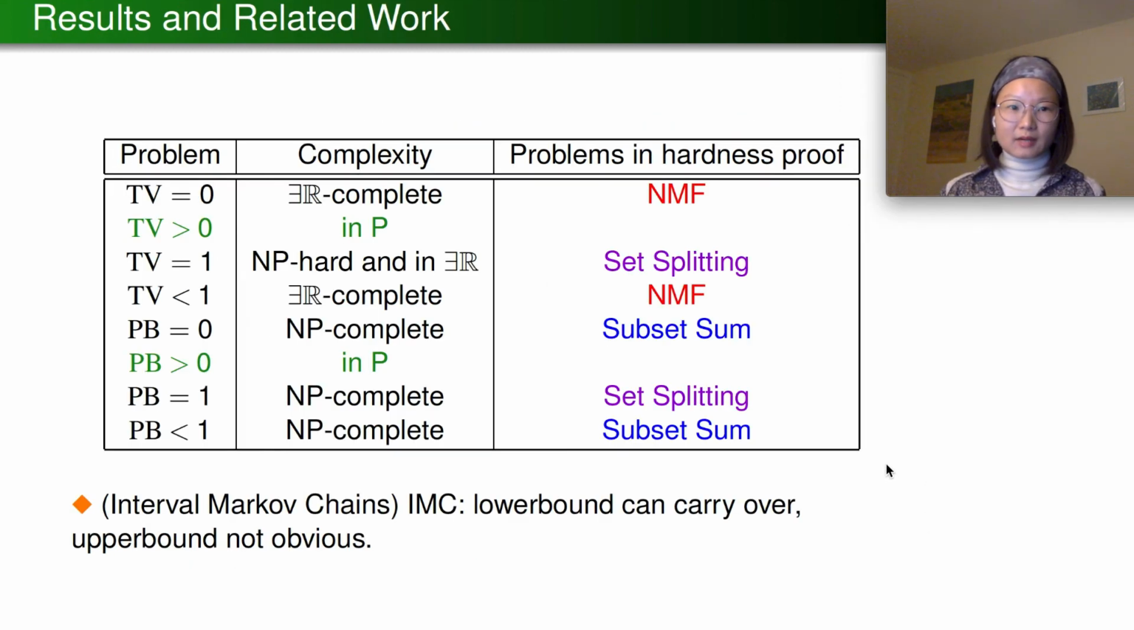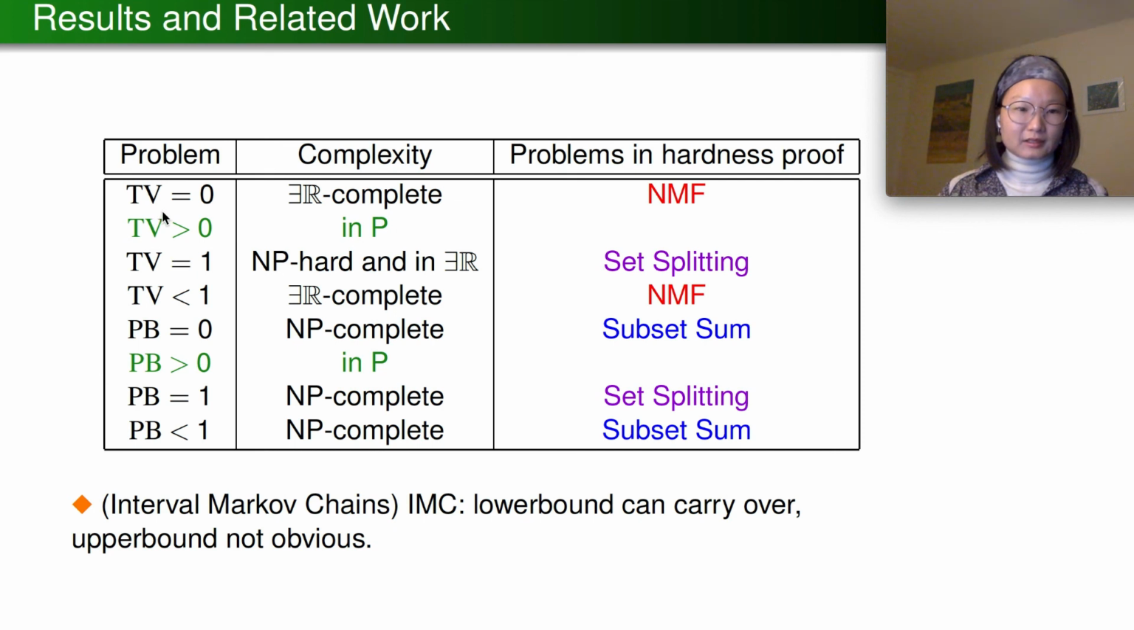This table summarizes the results in the paper. In total, we have studied 8 problems. We have focused on 2 problems, TV greater than 0 and PB greater than 0, in this talk. These 2 problems are in P. The other 6 problems do not have polynomial complexity, unless P equals NP.